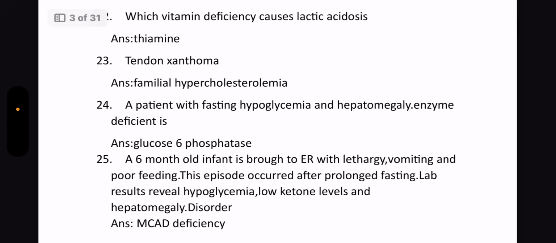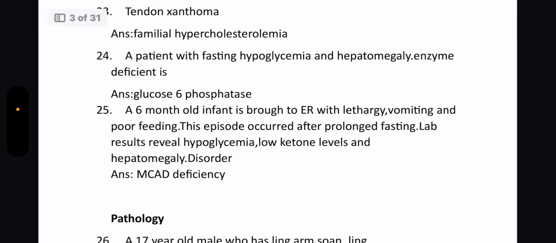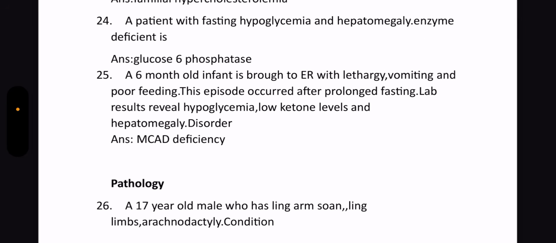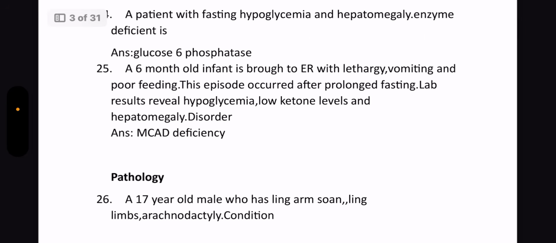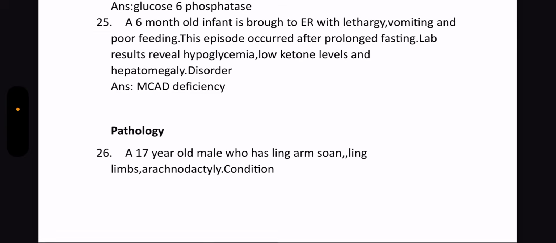Next, which vitamin deficiency causes lactic acidosis? Answer thiamine. Next, tendon xanthoma. Answer is familial hypercholesterolemia. Next, a patient with fasting hypoglycemia and hepatomegaly, enzyme deficient is glucose 6-phosphatase.